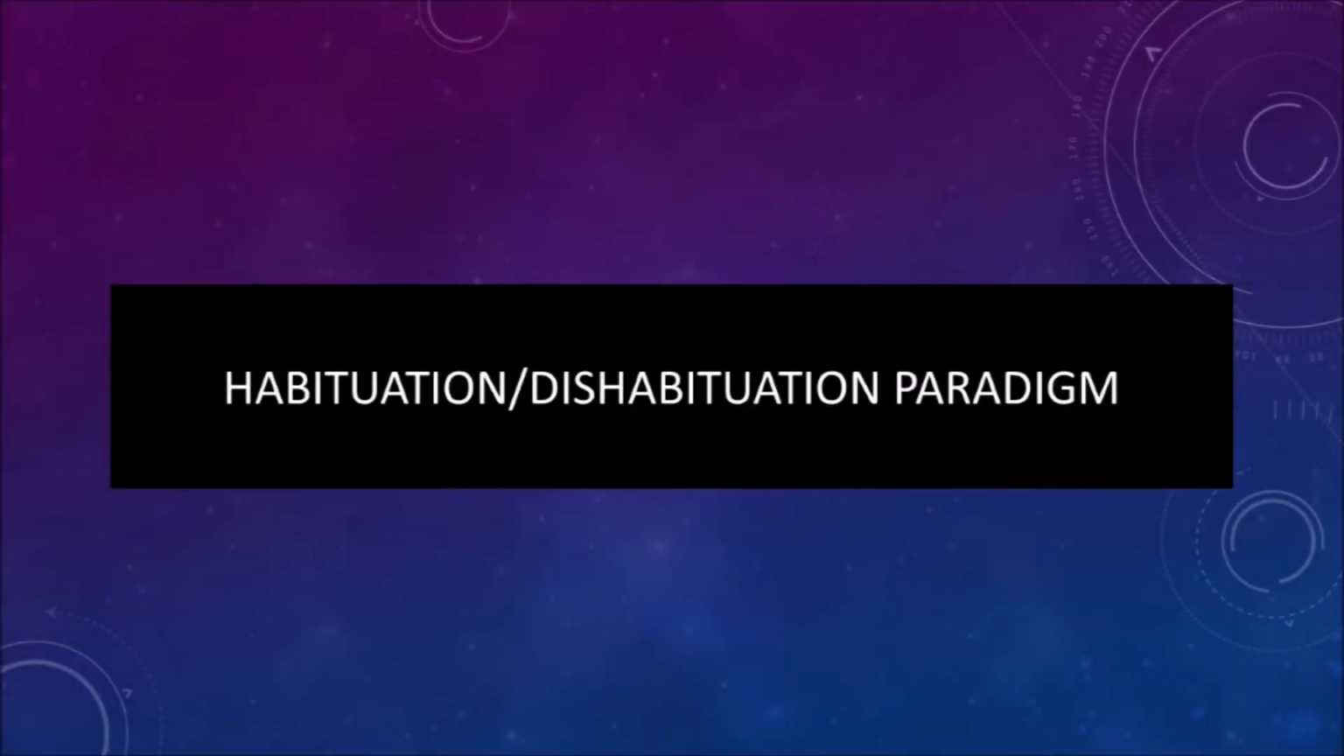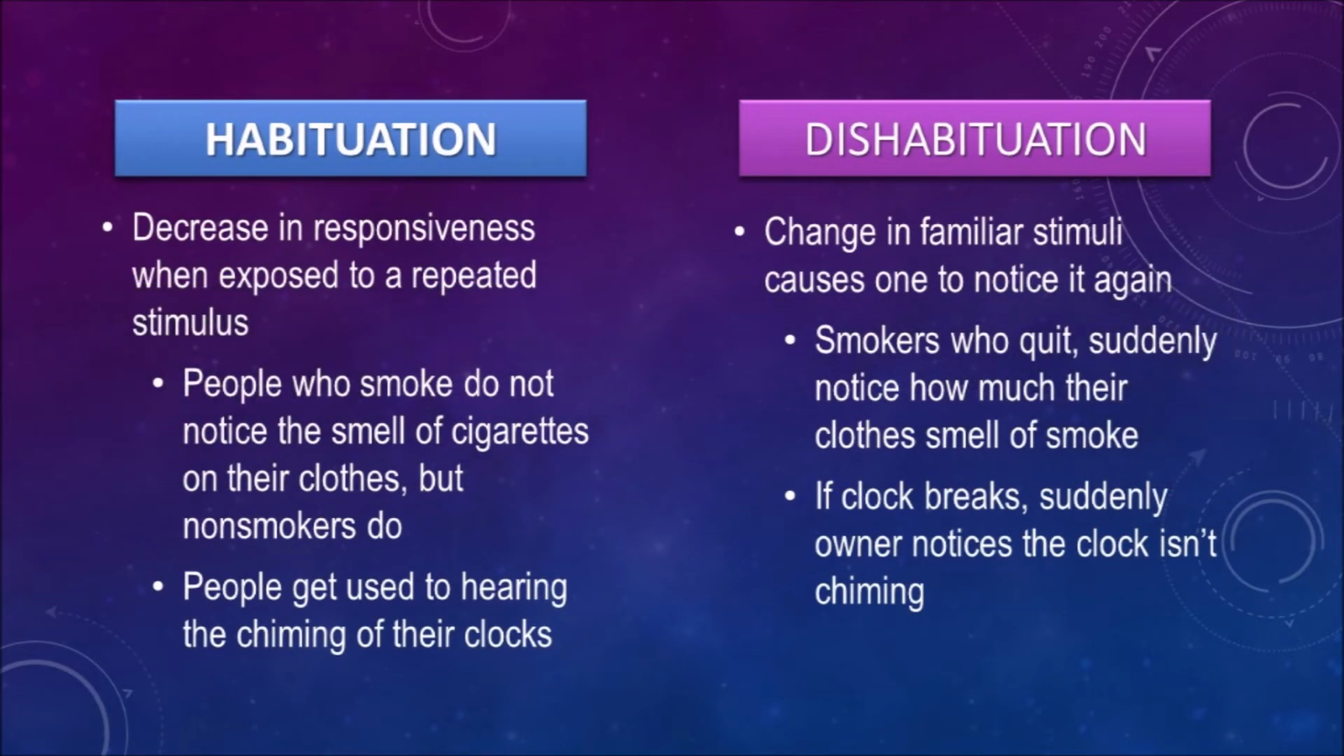Well, before moving further, I just want to give you an idea of habituation and dishabituation. It is a somewhat simple idea, and you can learn it very quickly because you have some previous knowledge about it. Habituation is a decrease in responsiveness when we are exposed to a stimulus repeatedly. For example, people who smoke do not notice the smell of cigarette or tobacco on their clothes, but non-smokers do. So this is a kind of habituation.